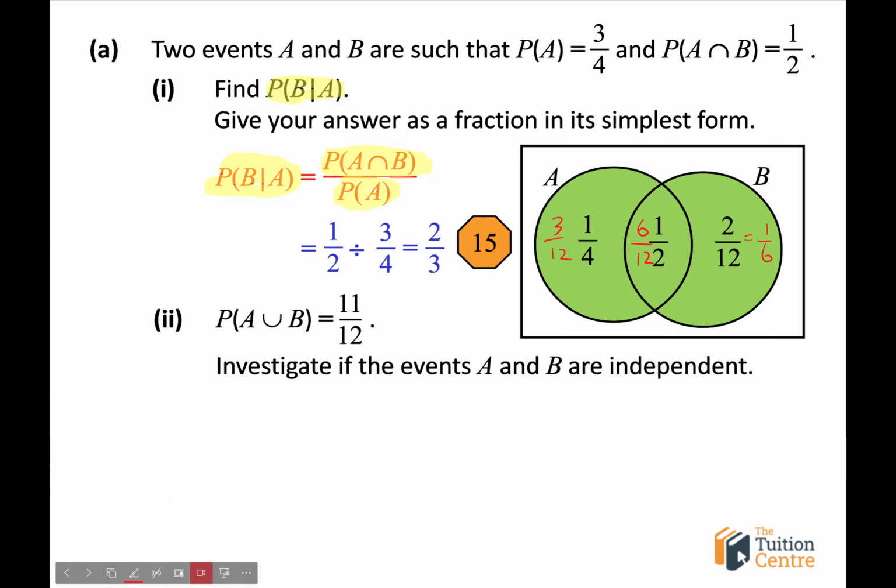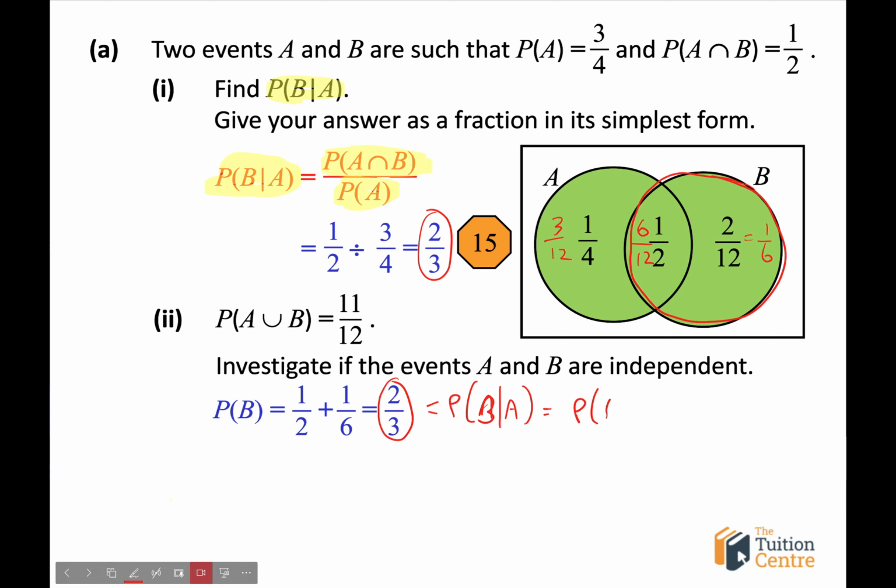So it then asks us to investigate if the events A and B are independent of each other. So does one occurring have no impact on the other occurring? So the probability of B, which is the circle B, is our half plus 1/6. Add that together and it is 2/3. Now some people realize that means straight away that they are independent, because the probability of B occurring given that A has occurred is the same as the probability of B occurring, which means therefore that A occurring has no impact on the probability of B occurring.